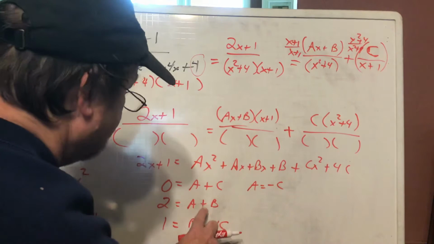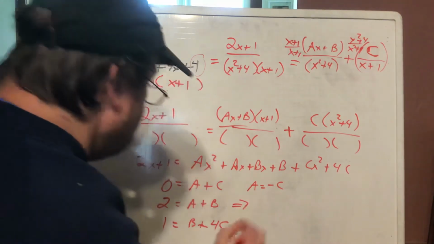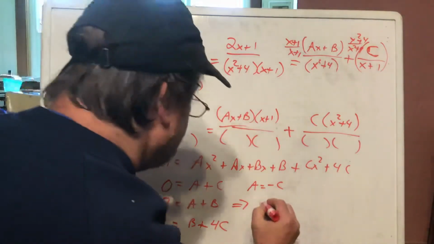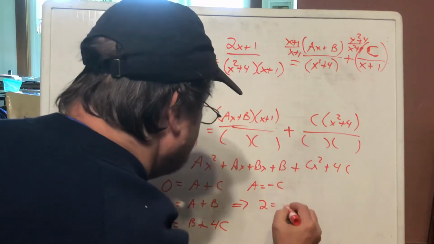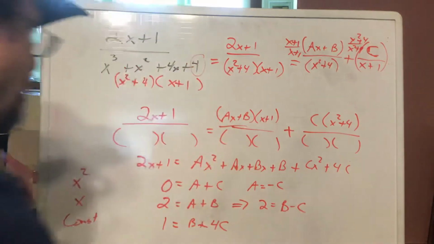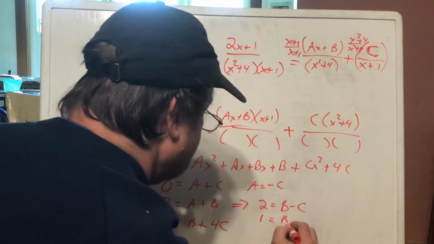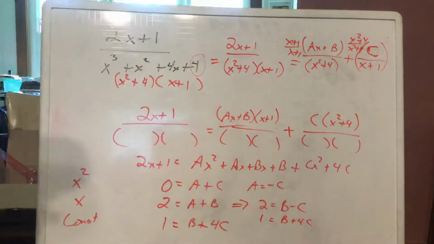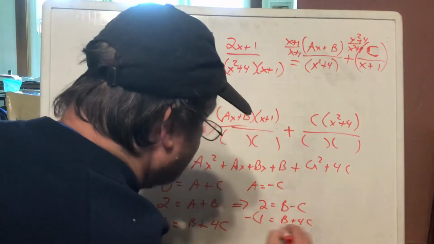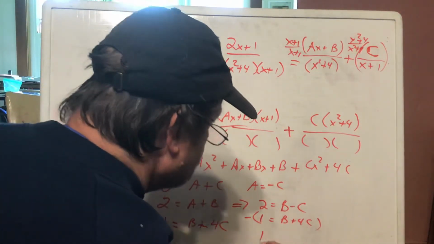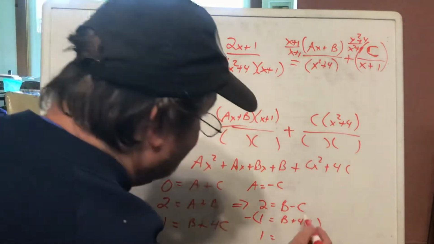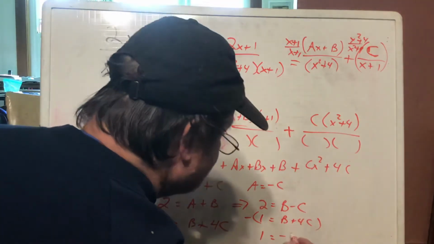So I can put that in here and say, okay, I'm going to substitute for a. I'm going to say 2 is equal to b minus c. And my lower equation already said 1 equals b plus 4c. And I can eliminate b by subtracting. 2 minus 1 is 1. b minus b is nothing. Negative c minus 4c is minus 5c.